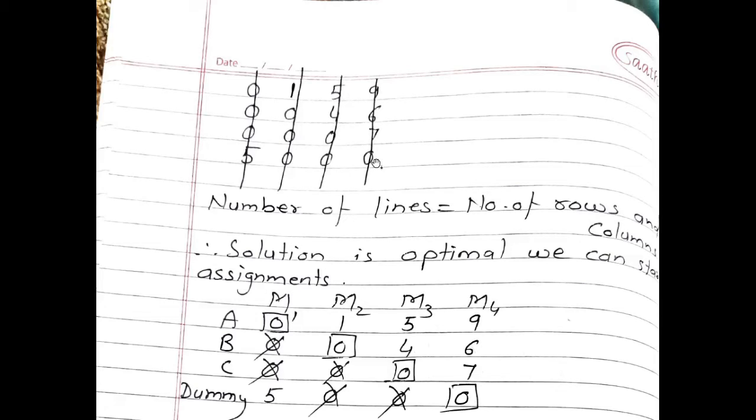Now we have to draw again the minimum number of lines to cover the maximum zeros. So 3 zeros can be covered with the help of this vertical line. 3 zeros can be covered with the help of this vertical line.